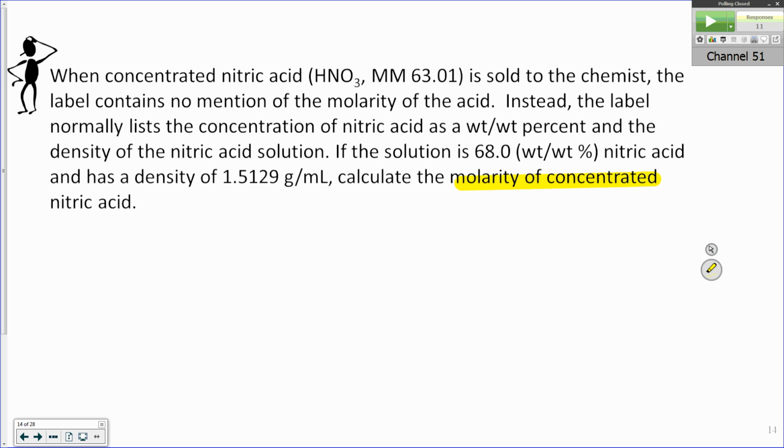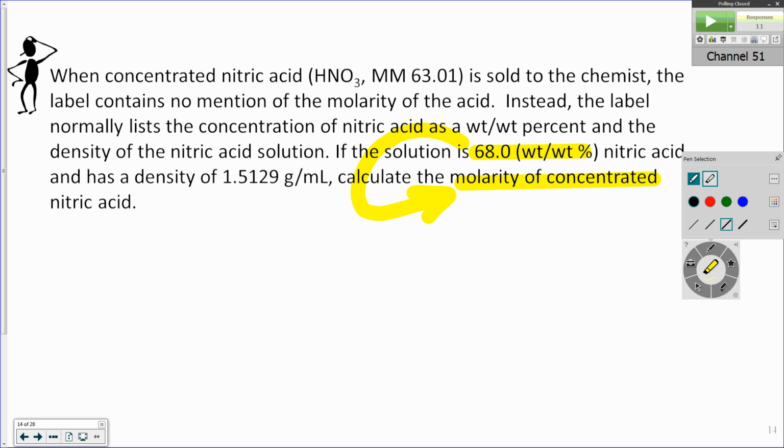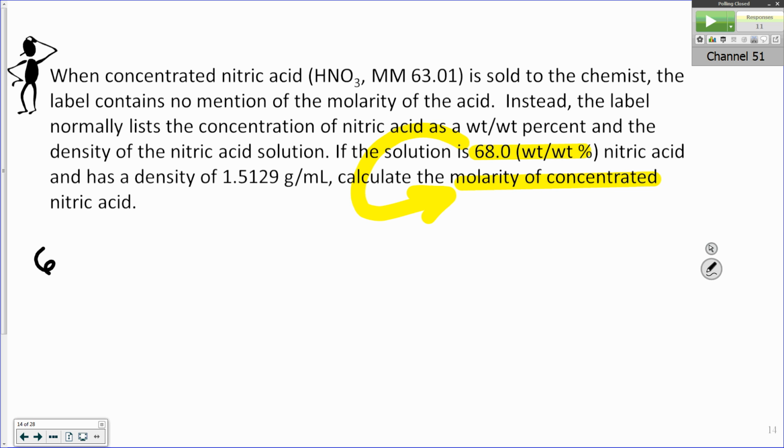So if I think about it, what is my concentration that's given here? Something describes the concentration. What is it? 68%. Okay, this is the concentration. What I need to do is convert that into molarity. That's going to be my strategy of what I need to accomplish in my dimensional analysis. All right, so I'm going to write that down. So it's 68%.